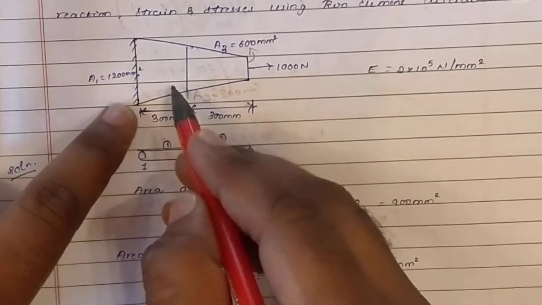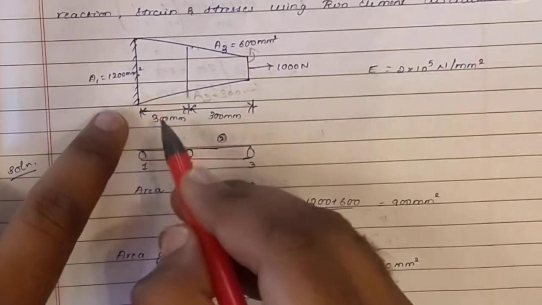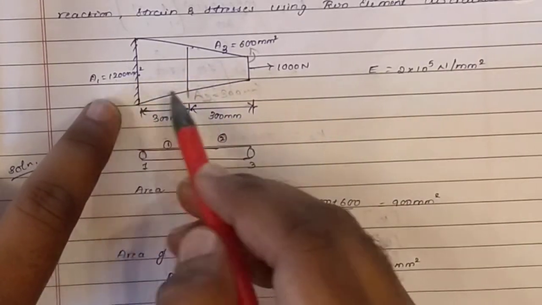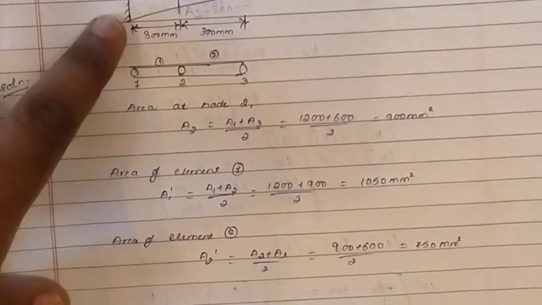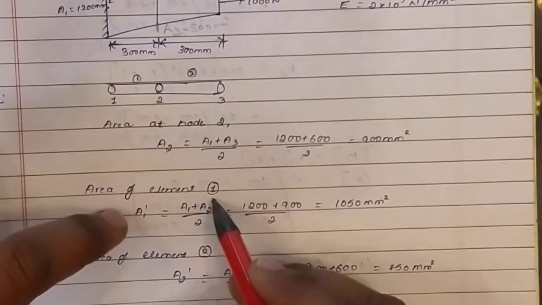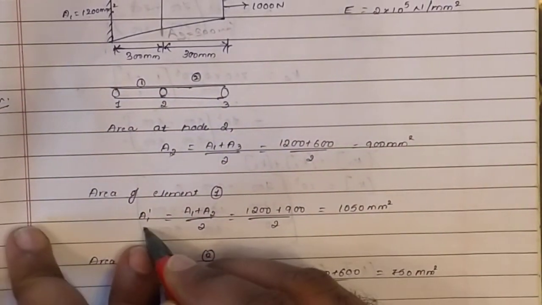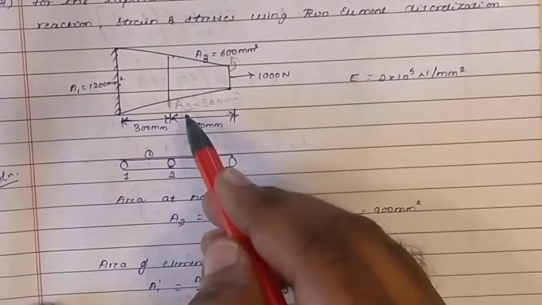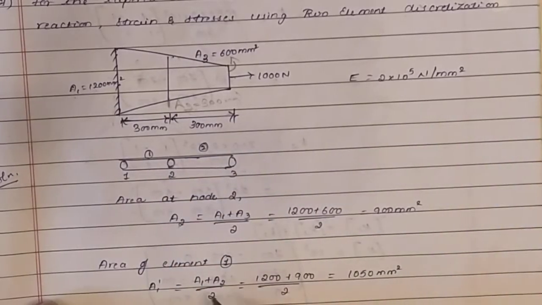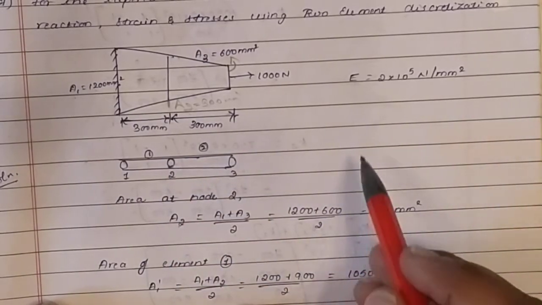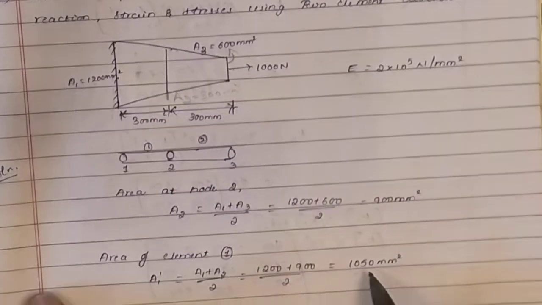If I want an area at this point, a uniform cross section, I have to add this and this divided by 2, and I'll get the area at this point, which is a uniform cross section. So to find the area of element 1, A1 dash is equal to A1 plus A2 by 2. That is 1200 plus 900 by 2, and I'll get 1050 mm square.